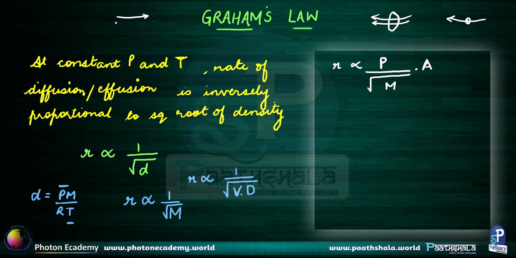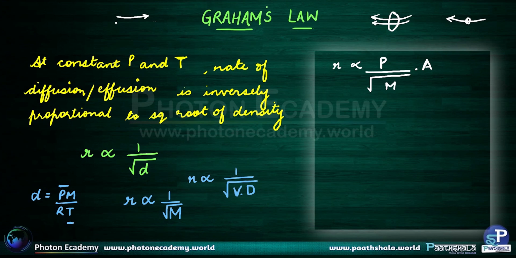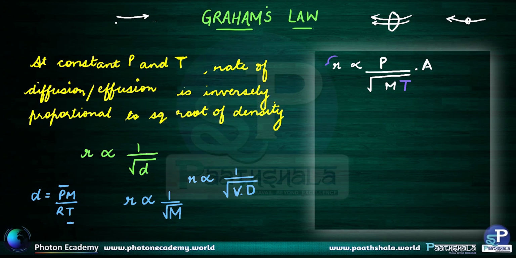And in the case when the temperature is not constant, like we're talking only about the rate, not about Graham's law, we observe that the rate is also inversely proportional to the square root of the temperature. So this is what becomes the entire expression which is generally used for rate.